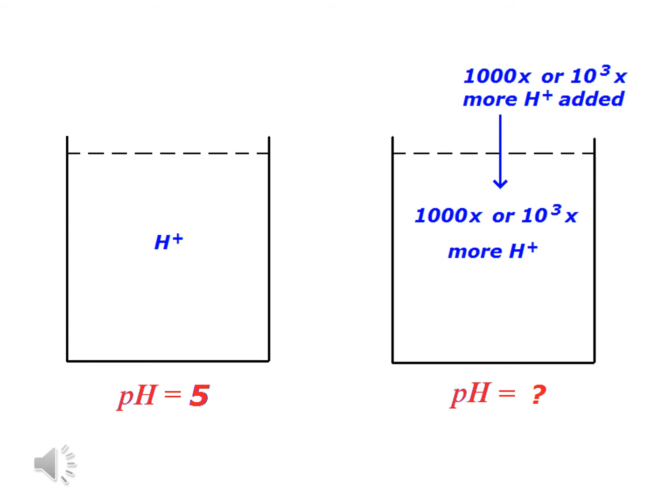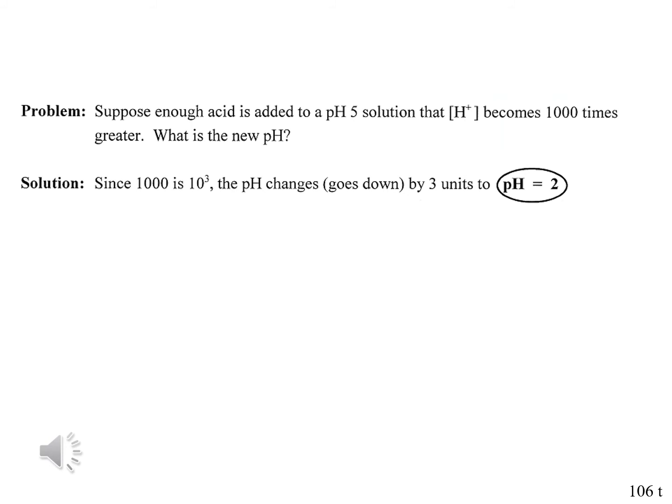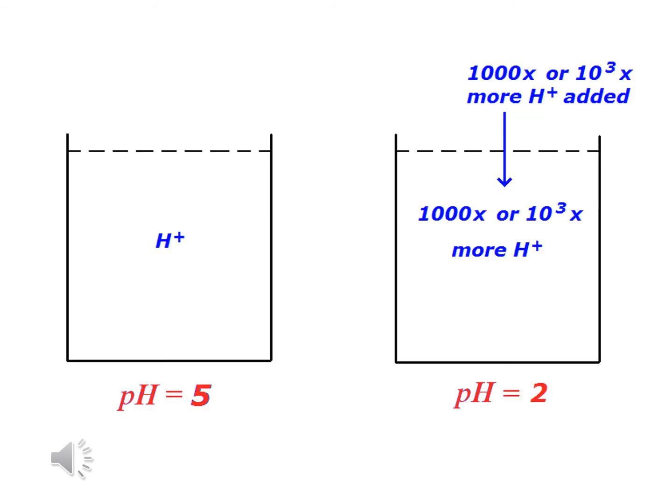What would the new pH be? Well, first of all, the pH is going to change by 3 units because it's 10 cubed. And because you're adding H plus, the pH is going to go down. So if you go down 3 from 5, you're going to get a pH of 2. So here it is. When you change by 10 to the third, you change the pH by 3, so you went from 5 to 2.